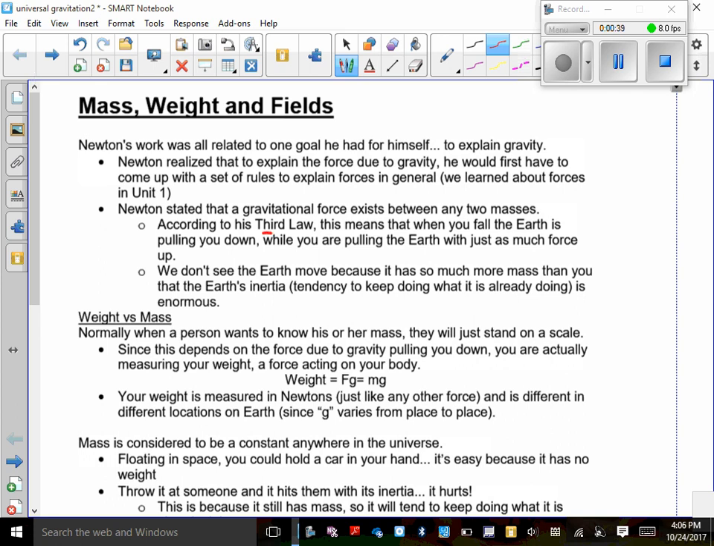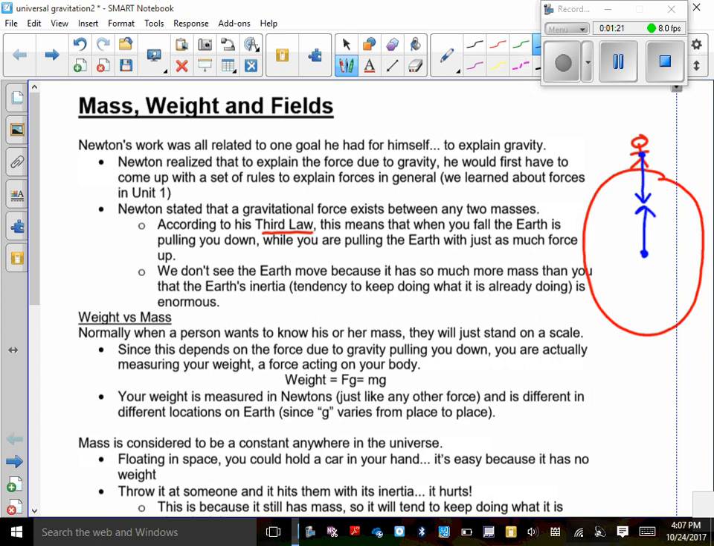Because of his third law, so this was back to Unit 1, when you fall on the Earth, it's pulling you down, and you're pulling the Earth up with just as much force. We don't see this because the Earth weighs so much more. It has so much more inertia than what we do. Okay, so I want you to think about teeny tiny little you, and you might want to draw this right beside your notes, and then big Earth. If you think about the forces, the force of you, and we say it comes from the middle, the force that the Earth pulls down on you is equal and opposite to the force that you pull up.